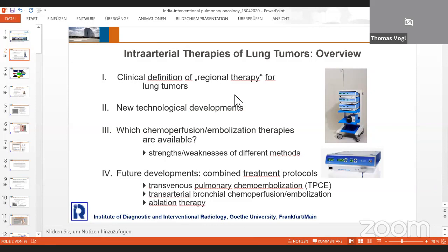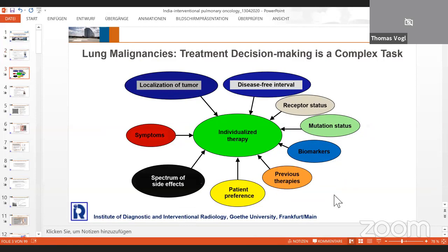Looking at intraarterial therapies of lung tumors, I will define with you what is regional therapy. We will define how different methods are working, and I will show with you and share what is the technique, how to proceed with these techniques.